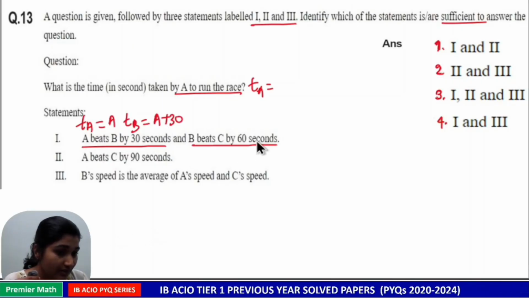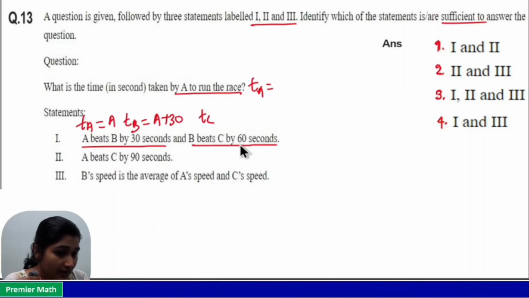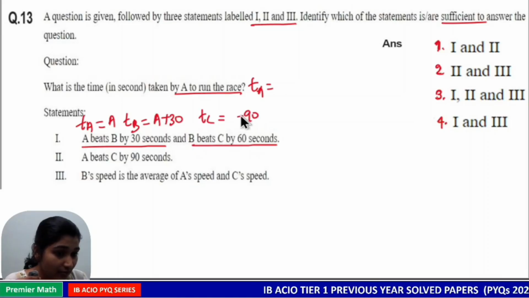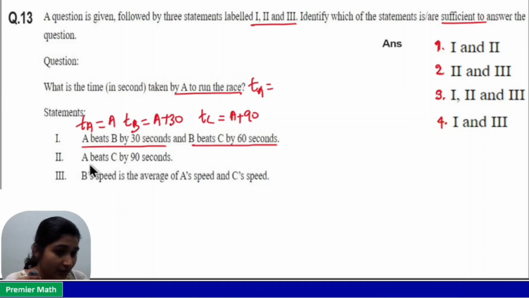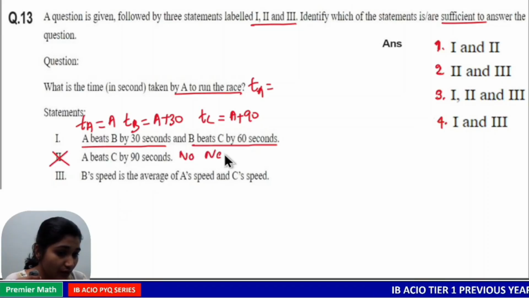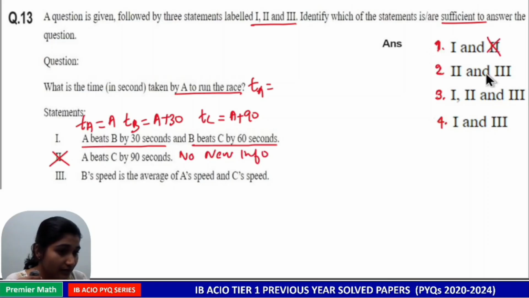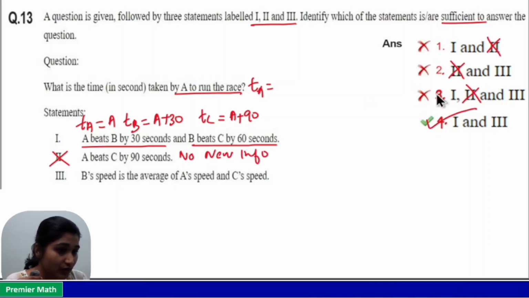Now B beats C by 60 seconds means C takes 60 seconds more than B. So the time taken by C is 60 more than B, meaning 60 plus 30 is 90 more than A, that is A plus 30 plus 60 is A plus 90. Now A beats C by 90 seconds. We already formed this equation, so we don't need statement 2, as there is no new information in the second statement. Then we can eliminate the second statement from the options. Then option 4 is directly your answer. No need to solve.